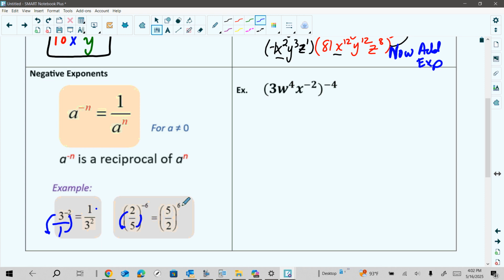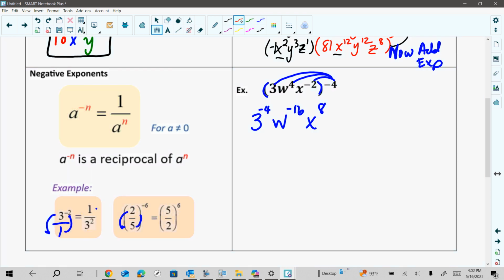So in an example here, because we have a power of negative 4, I'm still going to distribute. I'm going to do the power rule first. This is 3 to the negative 4, w to the negative 16. But this x, a negative 2 times a negative 4, is going to be a positive 8 exponent.